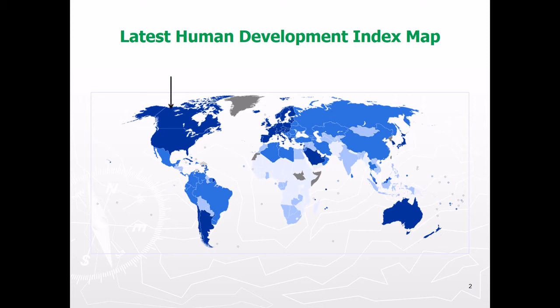First, we have the very dark blue, which equals a very high HDI, or above 0.8. We have the dark blue, which is equal to a high HDI, between 0.7 and 0.8. The light blue is equal to a medium HDI, between 0.55 and 0.7. And lastly, the very light blue equals a very low HDI, below 0.5.